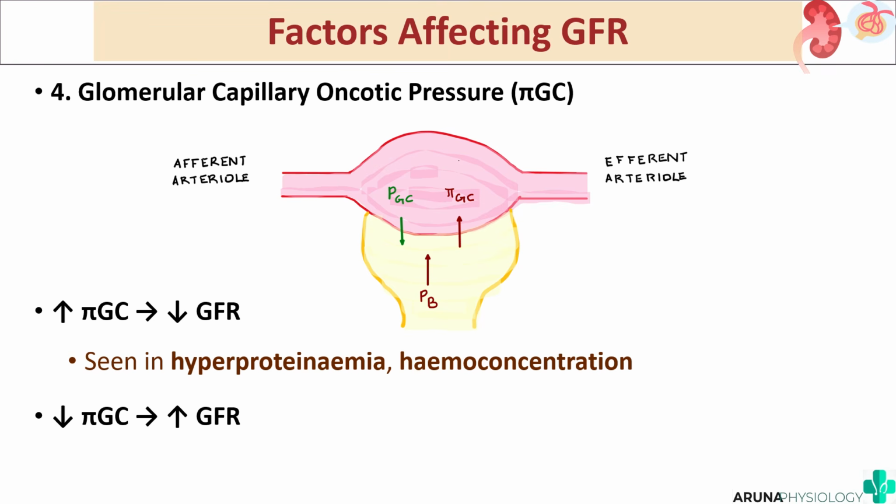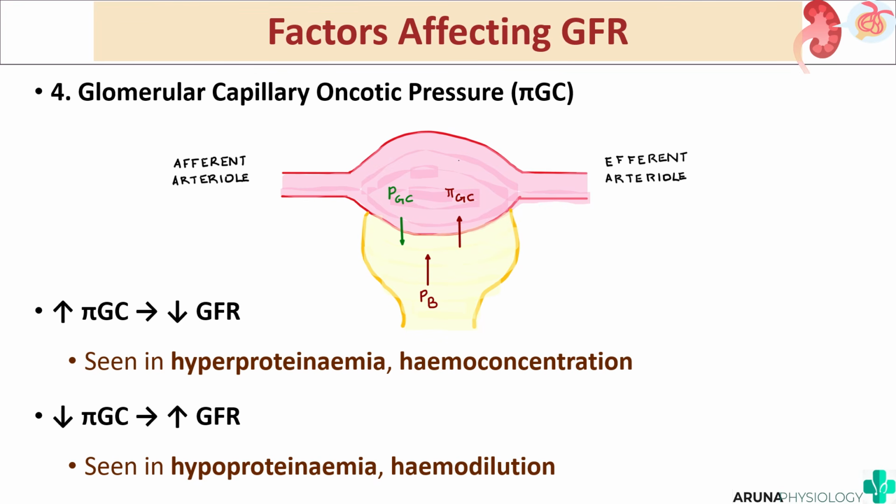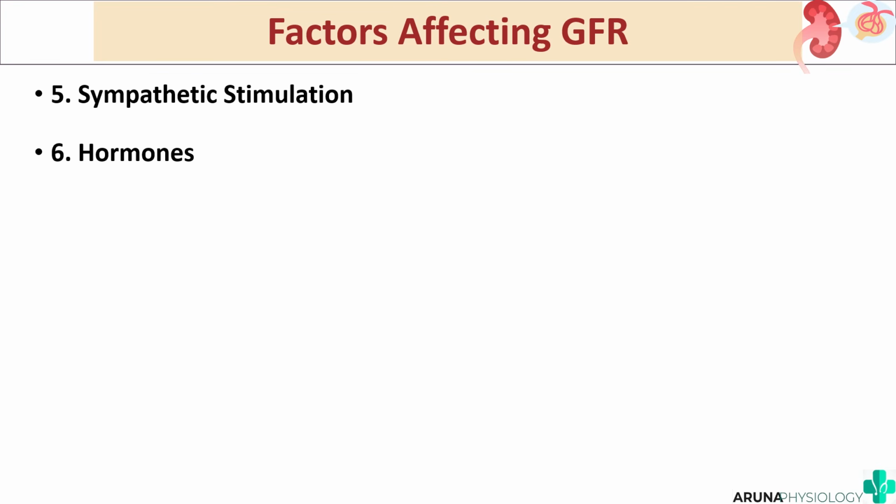Now what if the pi GC is low? That means it would increase GFR. So what are the conditions in which you can see a decrease in oncotic pressure? Obviously in conditions where the protein is less, which means hypoproteinemia and hemodilution. So that completes our major factors that affect the GFR. Along with that, we've got two more: sympathetic stimulation and hormones.